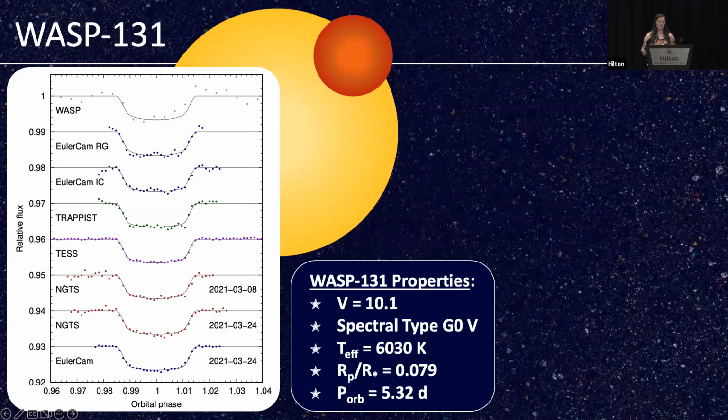So I'm just going to move on a little bit to talk about WASP-131. It's a system of a bloated Saturn-mass planet on a G0-type star with effective temperature 6030.